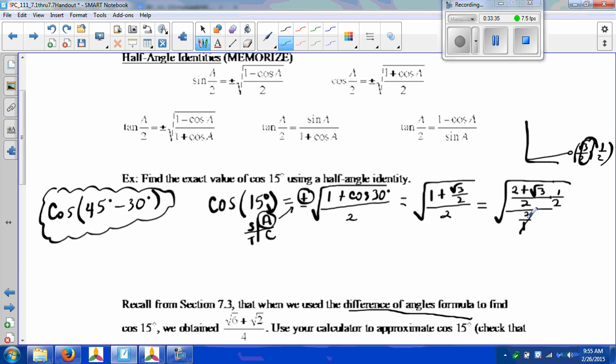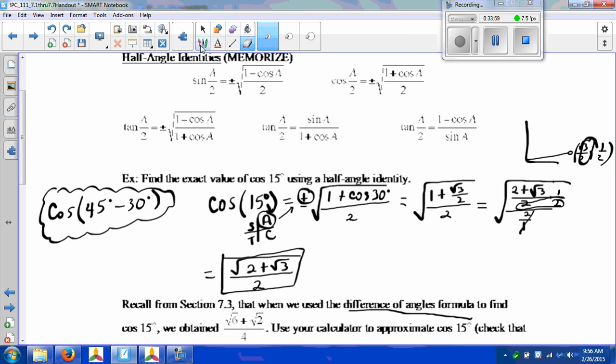So then now I get a fourth. Well, the square root of a fourth is 1/2. So I get the square root of 2 plus root 3, and then over the square root of 4, which is 2. And you can leave it like that. Root under a root is completely fine. That's acceptable, simplified. In fact, you don't have to rationalize denominators anyway.